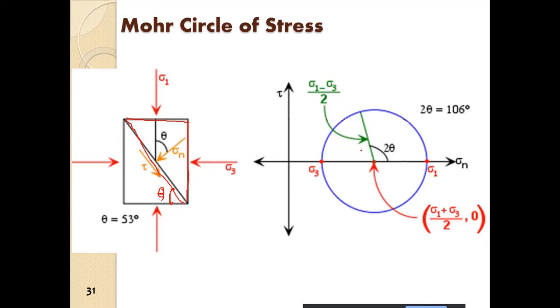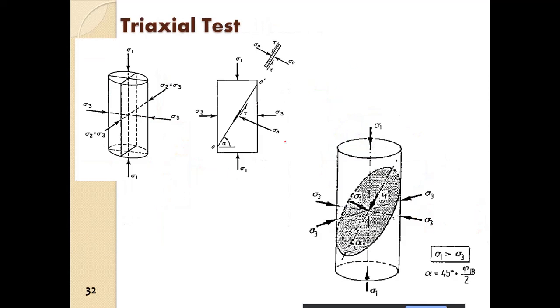Now we come back to the triaxial test. In the triaxial test we have a sample. In the sample, we apply the confining pressure from all around. So basically it is an axisymmetric condition.